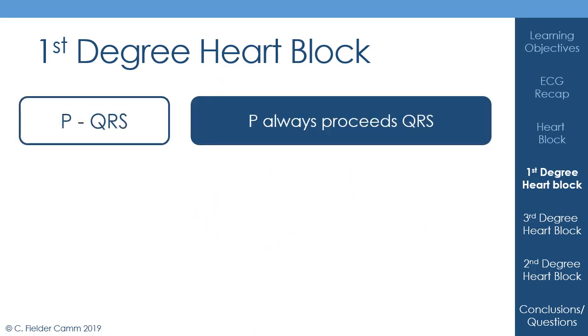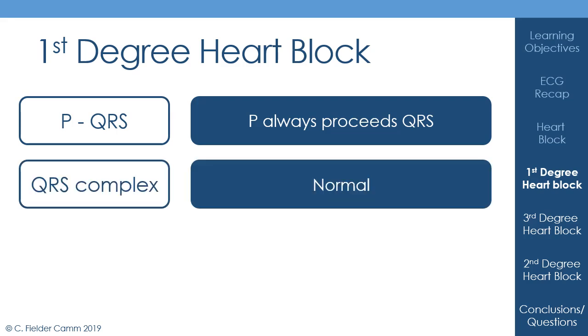So I think the key thing is that P always precedes QRS and QRS always follows P. And the QRS complex should be normal, or at least certainly it's not going to be abnormal because of this heart block. Okay, because the signal is still using the conducting system that goes into the ventricles, still using the His-Purkinje system. Now, if the person has preceding bundle branch block, which we'll discuss in the next lecture, then they'll obviously have that if they develop first degree heart block.